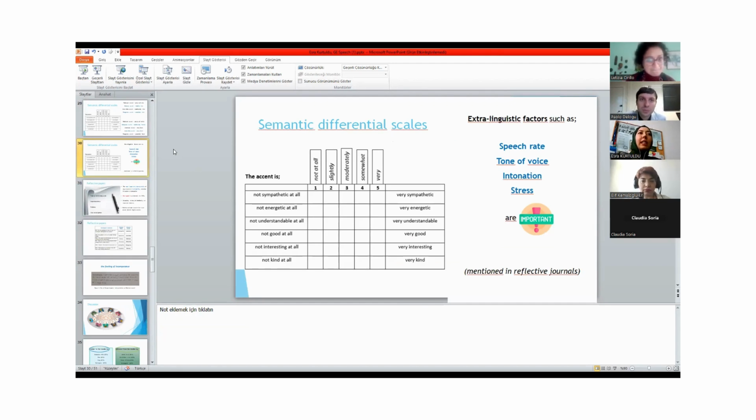Actually, I just adapted from a study, Ahmed et al. So they used this scale, so I just changed a few adjectives. For example, they used intelligible, not at all intelligible. So I thought that maybe they don't know the word intelligible, so I need to use understandable. So I just changed the words. Okay. Thank you. You're welcome.